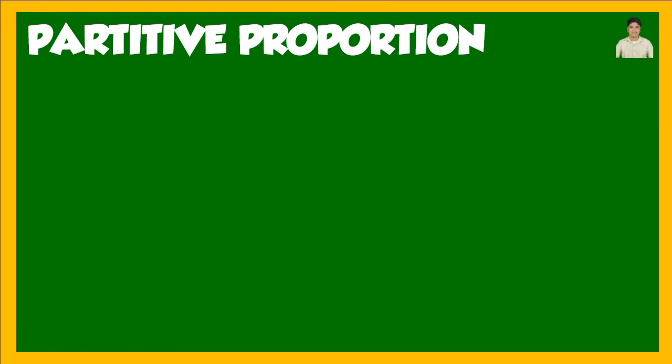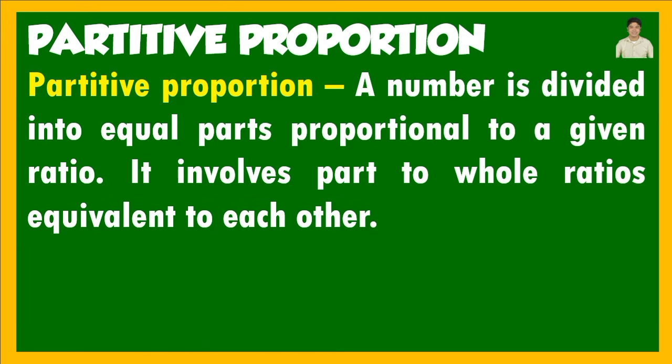So, last one naman is partitive proportion. Partitive proportion, a number is divided into equal parts proportional to a given ratio. It involves part-to-whole ratios equivalent to each other. So, dito sa partitive proportion, hinahati yung mga numbers in different parts, in different number of parts.